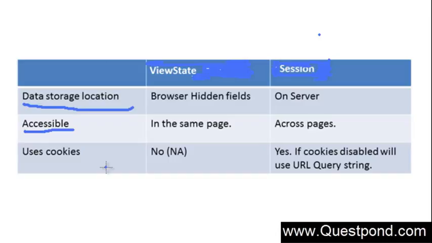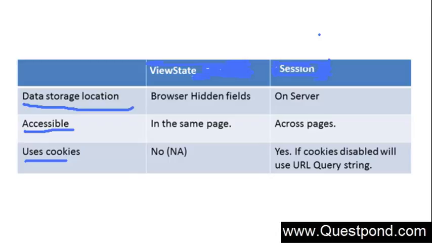When we use sessions, the data gets stored on the server, so we can access session data across pages. Okay, and cookies. ViewState does not use cookies. Actually, it's not applicable at all. But session variables do use cookies. And in case the cookies are disabled, then the data is sent via the query string, or the key is sent via the query string.